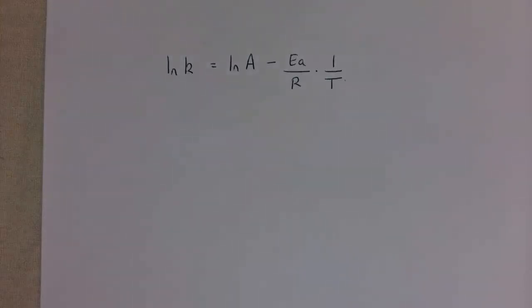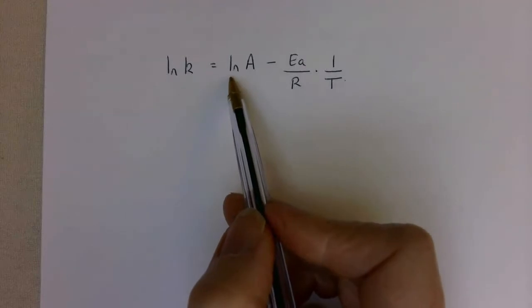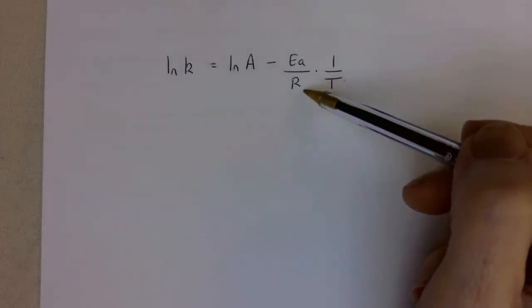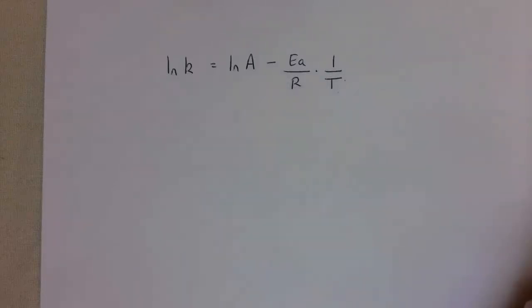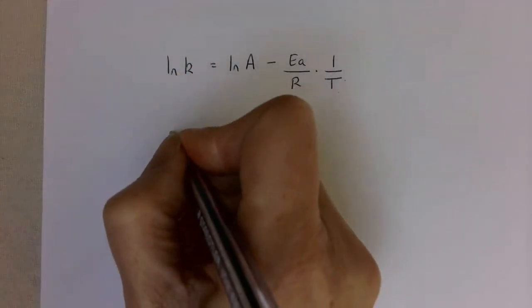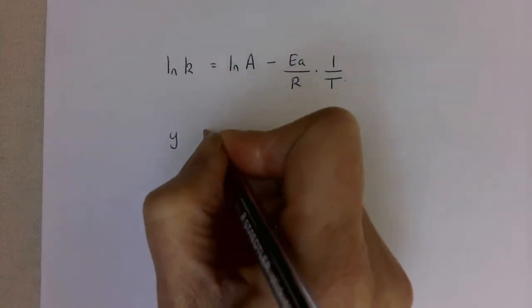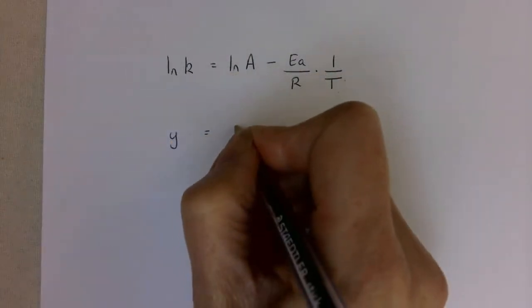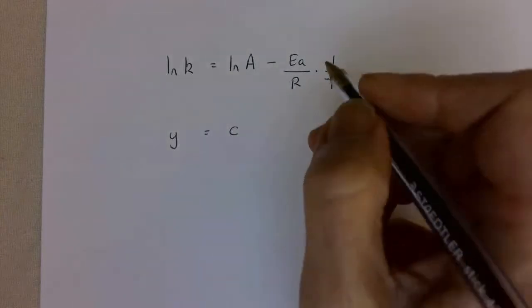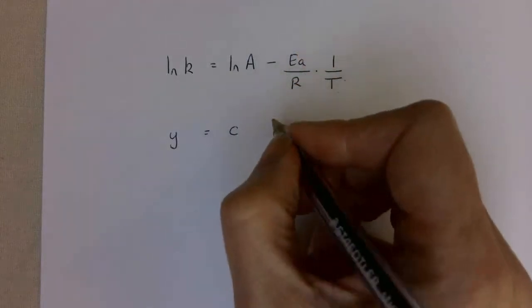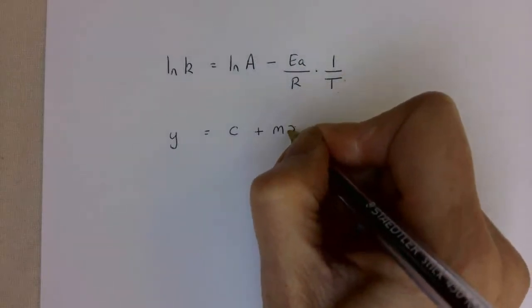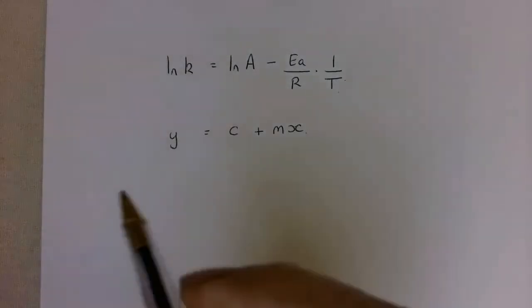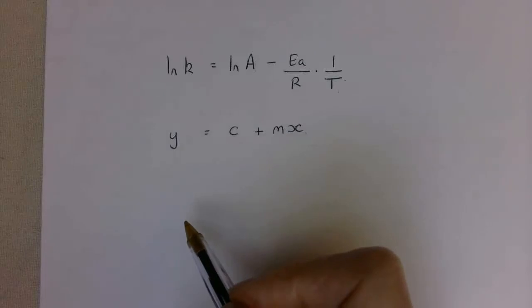So starting with this equation, ln k = ln A − Ea/R × 1/T, it might be quite difficult to see, but this is actually the equation of a straight line. ln k is my y value, my y-axis. ln A is the intercept on that y-axis. Minus Ea over R is my gradient. And 1 over T is my x-axis. So y = mx + c.